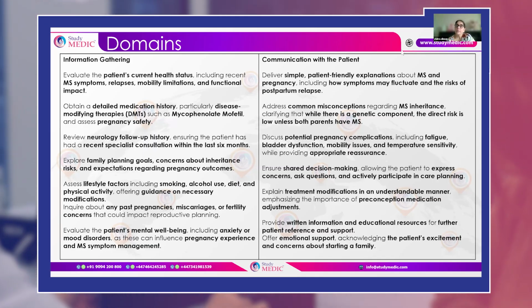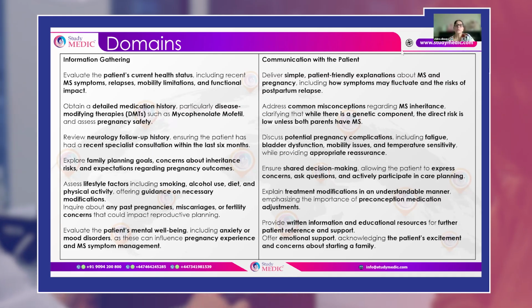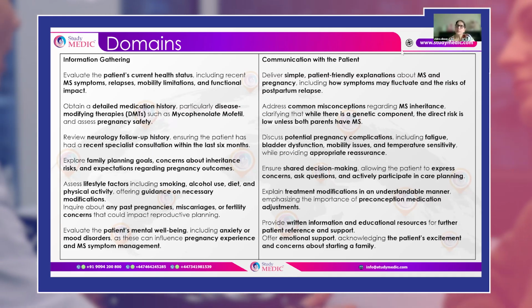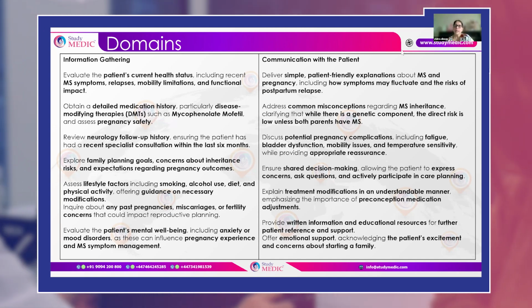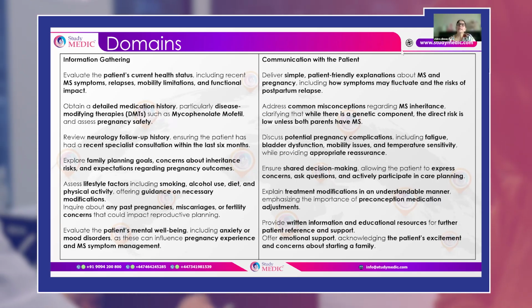Make sure that whatever decisions you are making, they are shared decisions. Ask the role player to express her concerns. She can ask any questions that you have left unanswered, and the role player should be actively participating in the consultation. So treatment modifications also have to be told in an understandable manner.